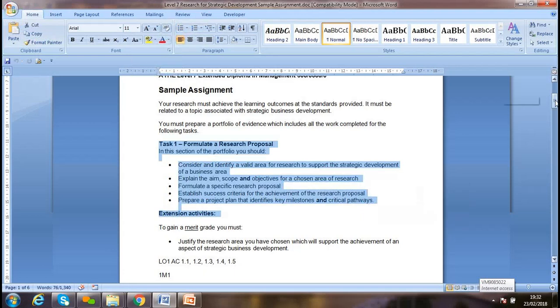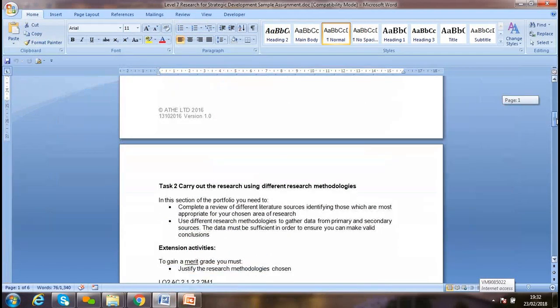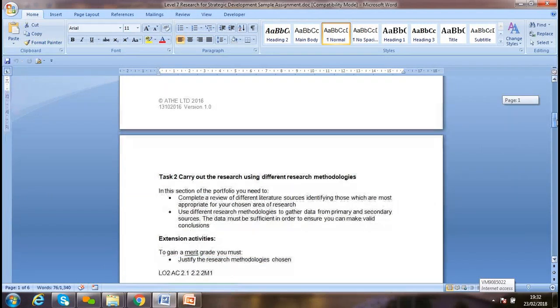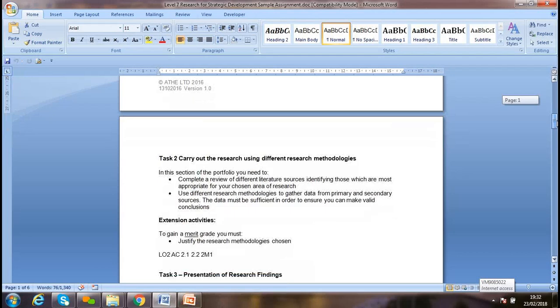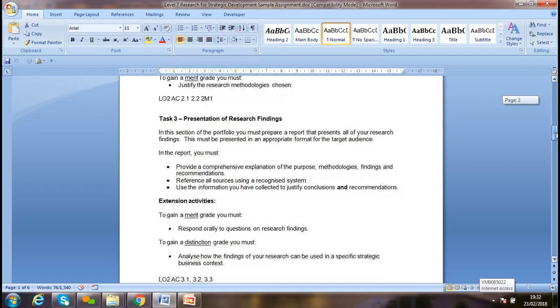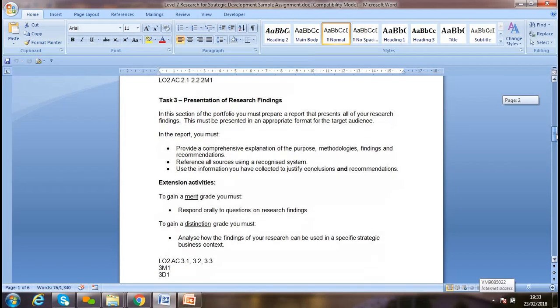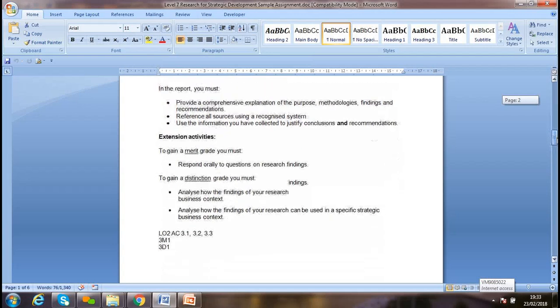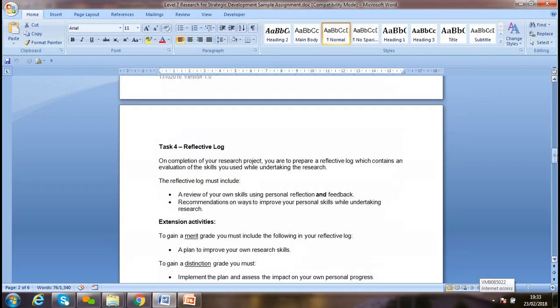Okay. And then my second task is to carry out research using different research methods or methodologies. Then the third task is presentation of research findings, by using graphs, tables, and different forms of presentations. And the fourth is a reflective log. A reflective log, when you actually conduct the research, like a Gantt chart as well. And plus you can use the reflection models, which I'll go through a couple of, the reflection models as well.